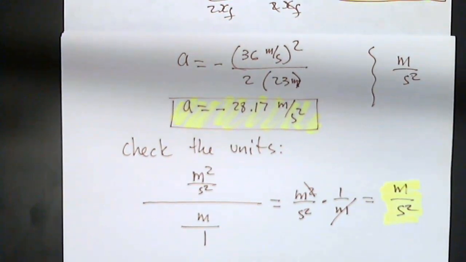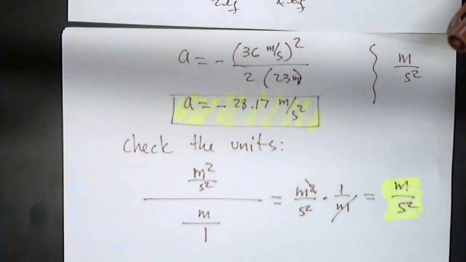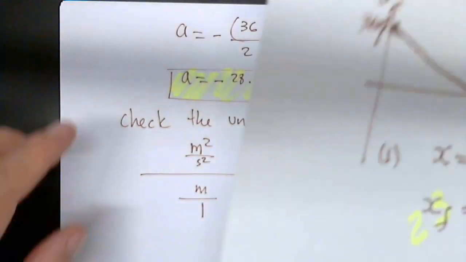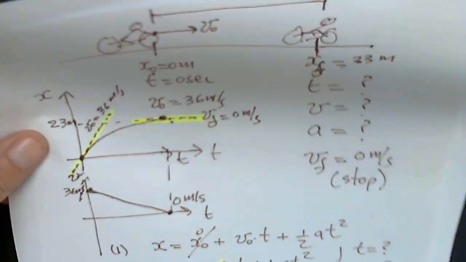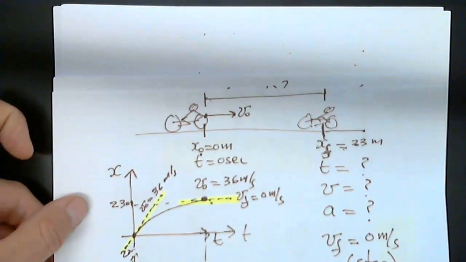So this is the second problem. I'm writing big for you to see on the document camera. You are welcome to come to the classroom to pick up this document. So this is the second problem. This is number 2.